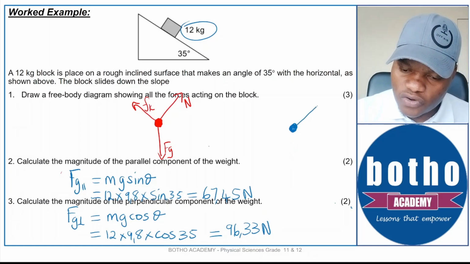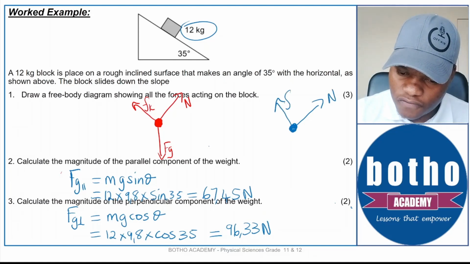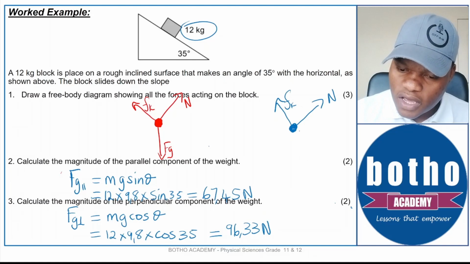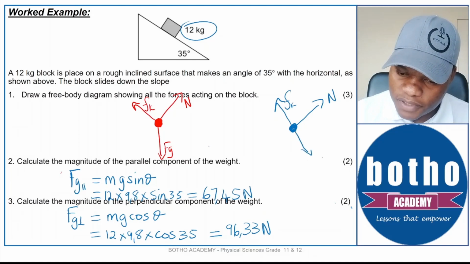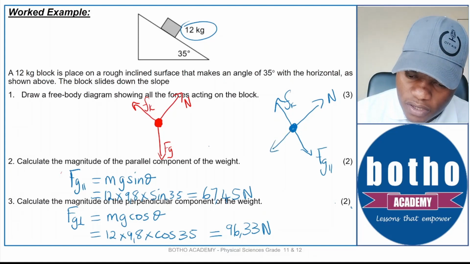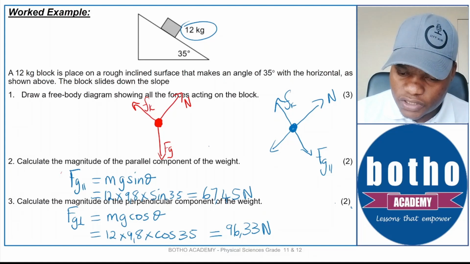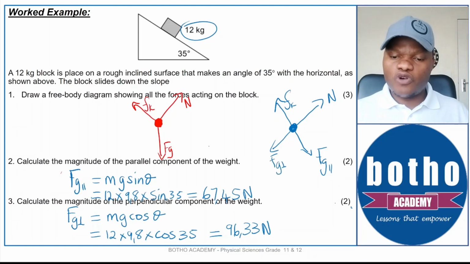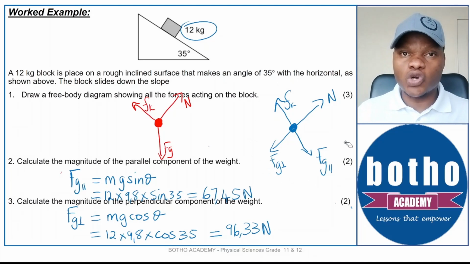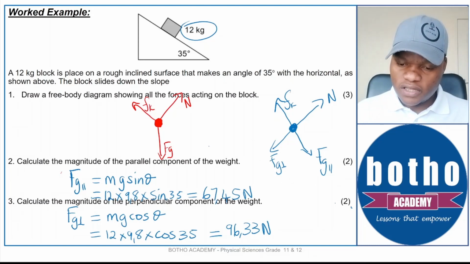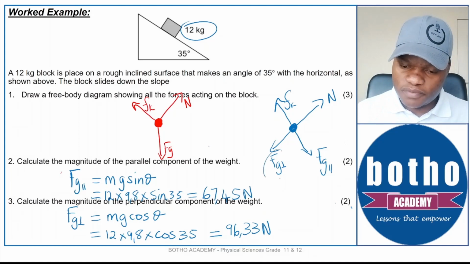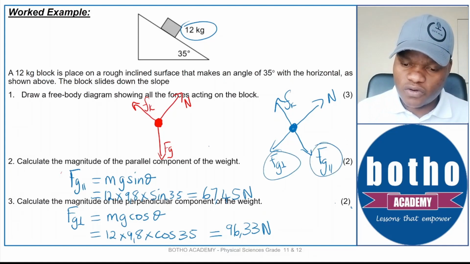So now we are going to have the normal force, the frictional force up the slope, and we are now going to have Fg parallel and Fg perpendicular. This is what the free body diagram would look like if we used the two components, that is your Fg parallel and Fg perpendicular, instead of Fg.